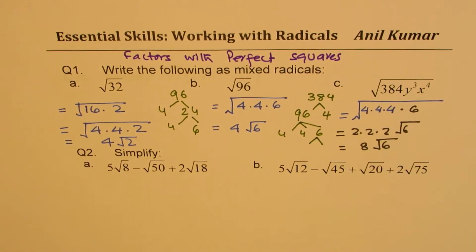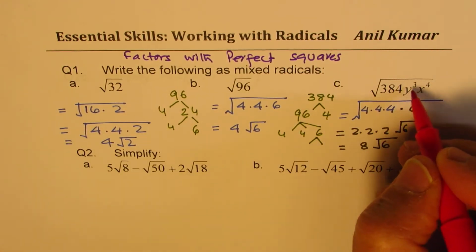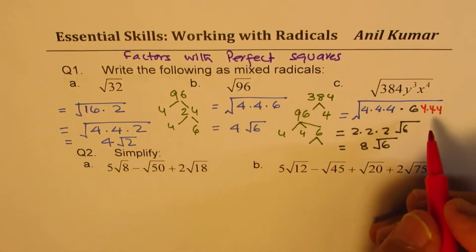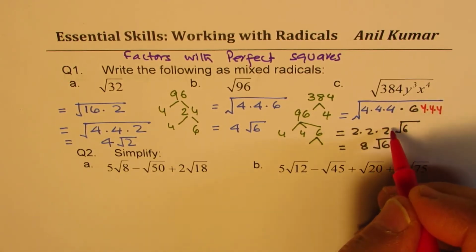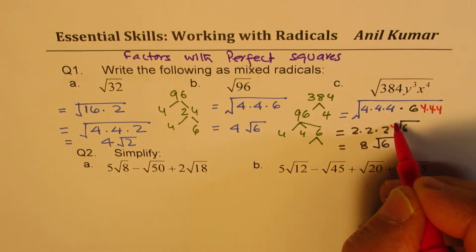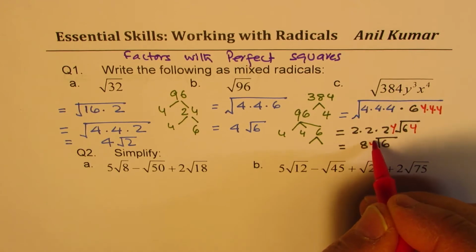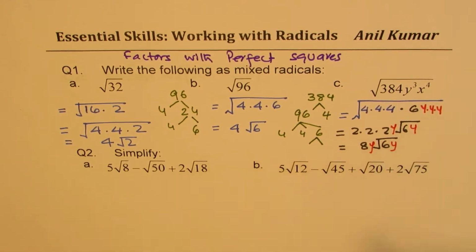Now, let us look into the other part, which is the variable. Now we have y cube. So y cube means we have y, y, and y. So basically, I could take one y out of these two outside. Do you see that? And one remain inside. So I'll have one y here and one y there.